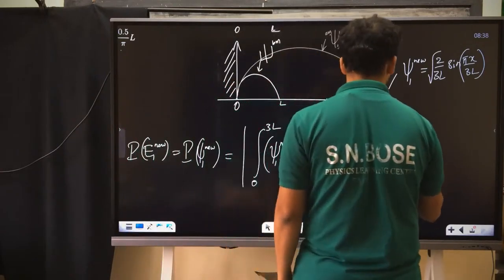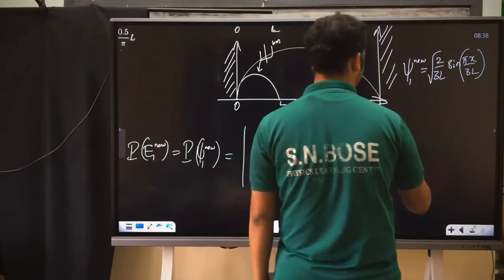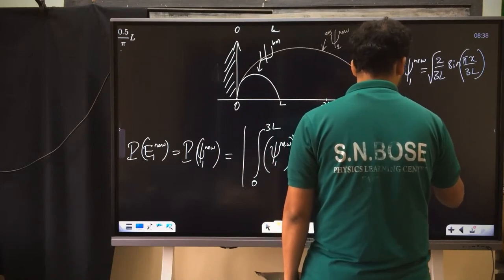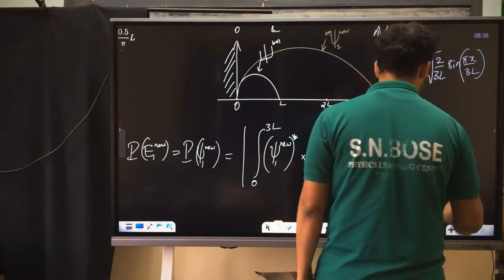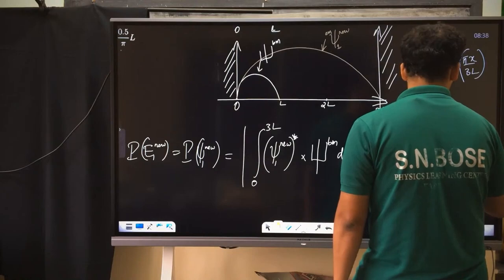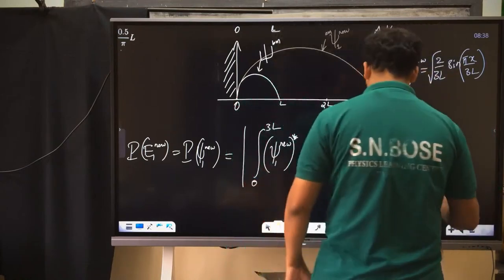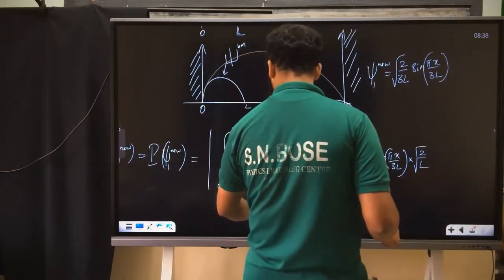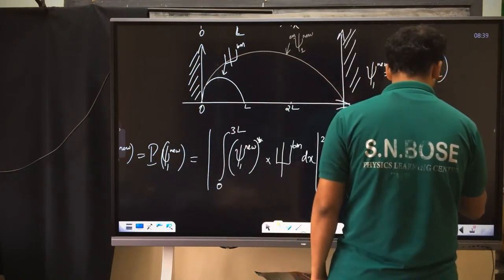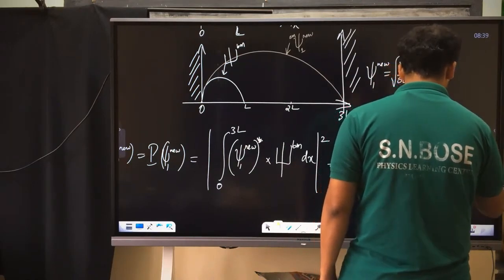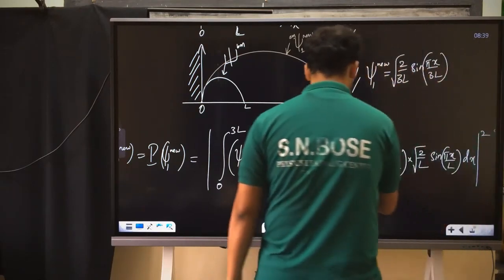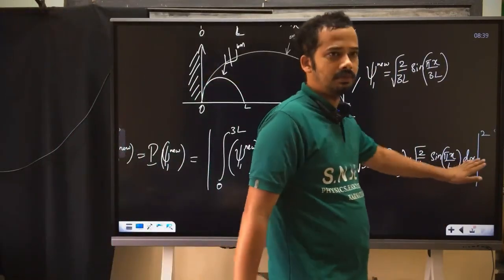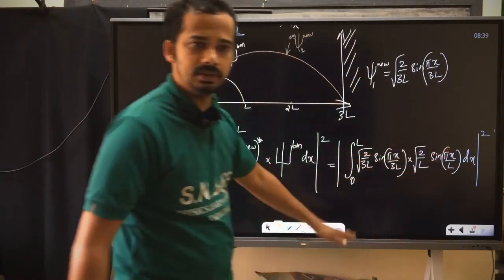From 0 to L, what is psi1 new? Root of 2 by 3L sin(πx/3L), multiplied with root of 2 by L sin(πx/L), that's the ground state of the old box, into dx, the mod square. And you need to neatly do this integral, using the sin A sin B formula. This neatness does matter.